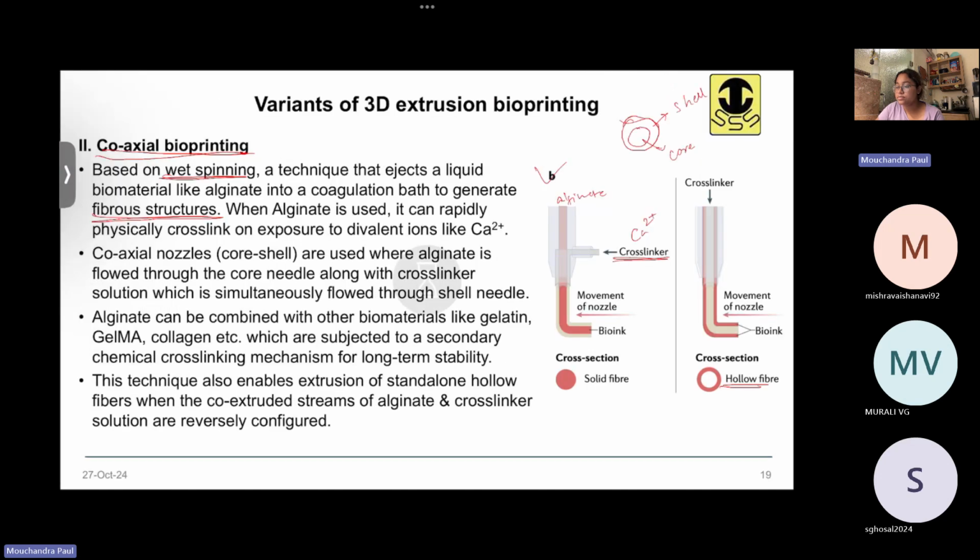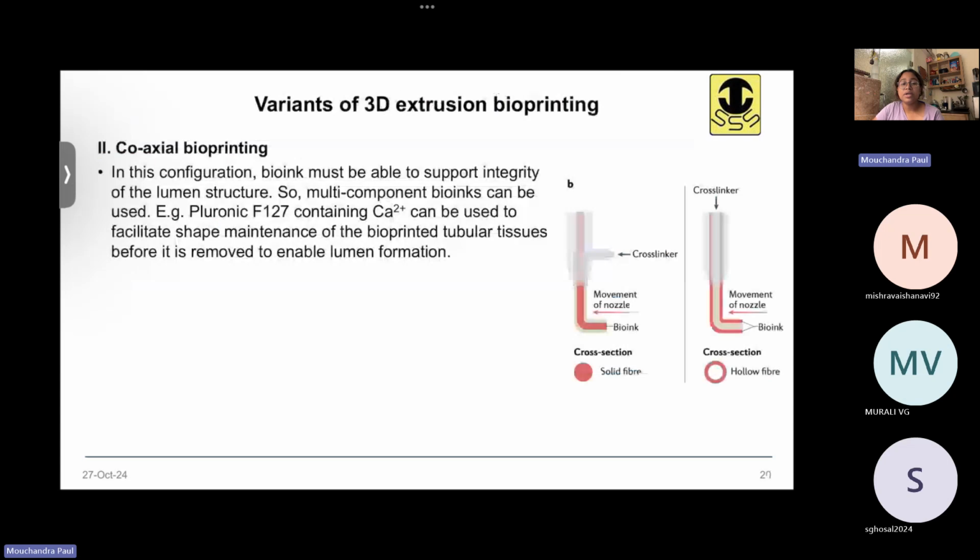Okay, so in order to add mechanical stability to these hollow fibers, again we can add some materials in the core itself. So people mix Pluronic F127. As I said, Pluronic can be easily washed off when you use a very cold PBS solution or water bath, because it dissolves in cold temperature. So you can use Pluronic mixed with calcium ion. Okay, so that becomes your core solution.